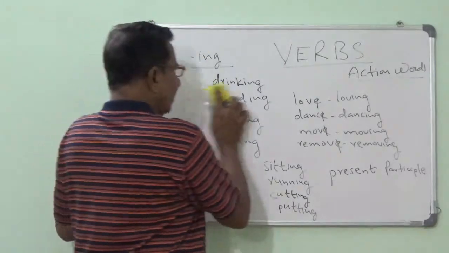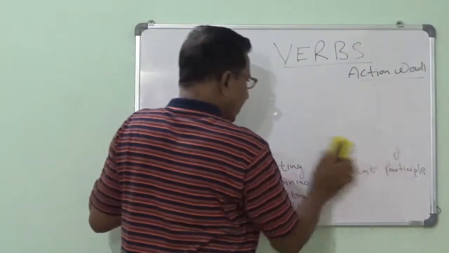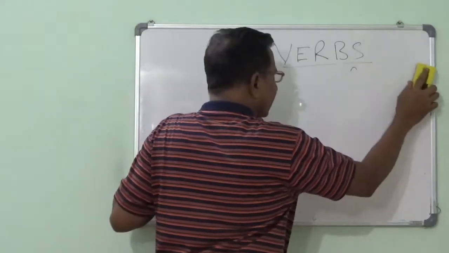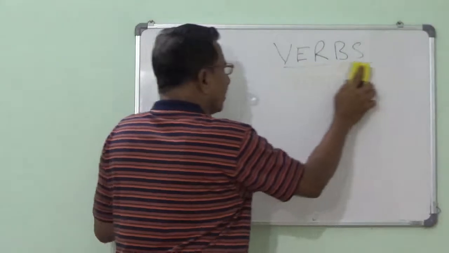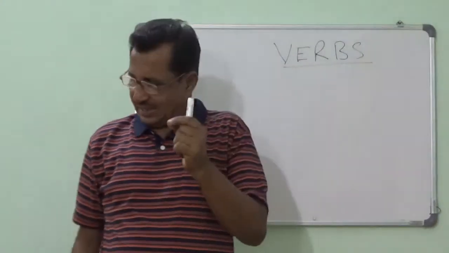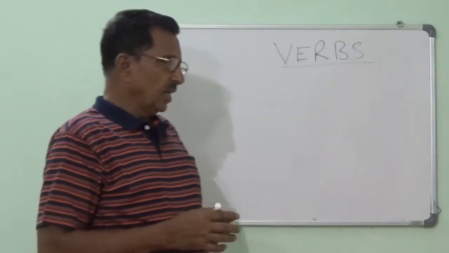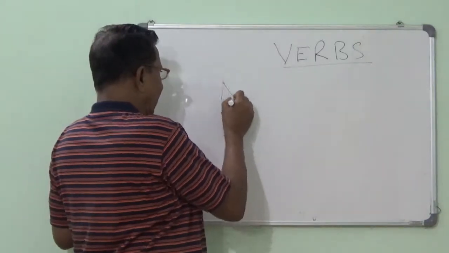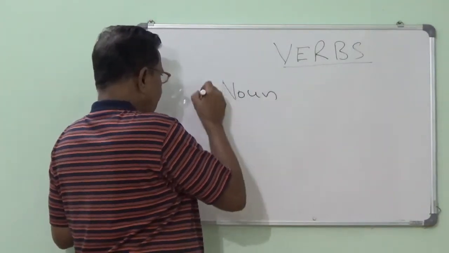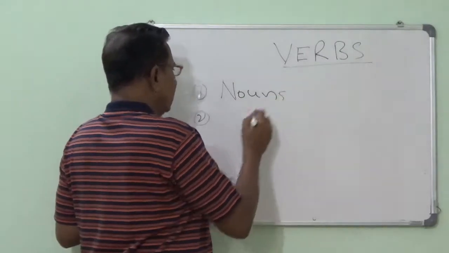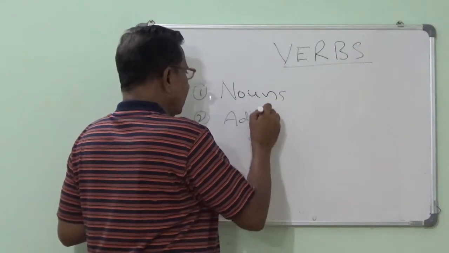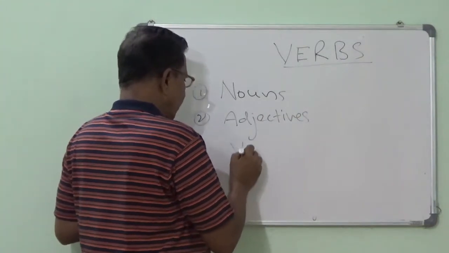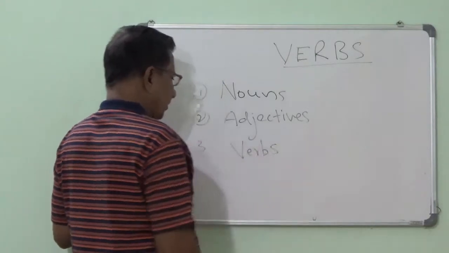So now, so far we have seen three groups of words in grammar. They are very important. If you want to talk, open your mouth. In English, you should have knowledge of these words. First one is noun. Then second group, adjectives, means describing words. And third one, verbs, means action words.